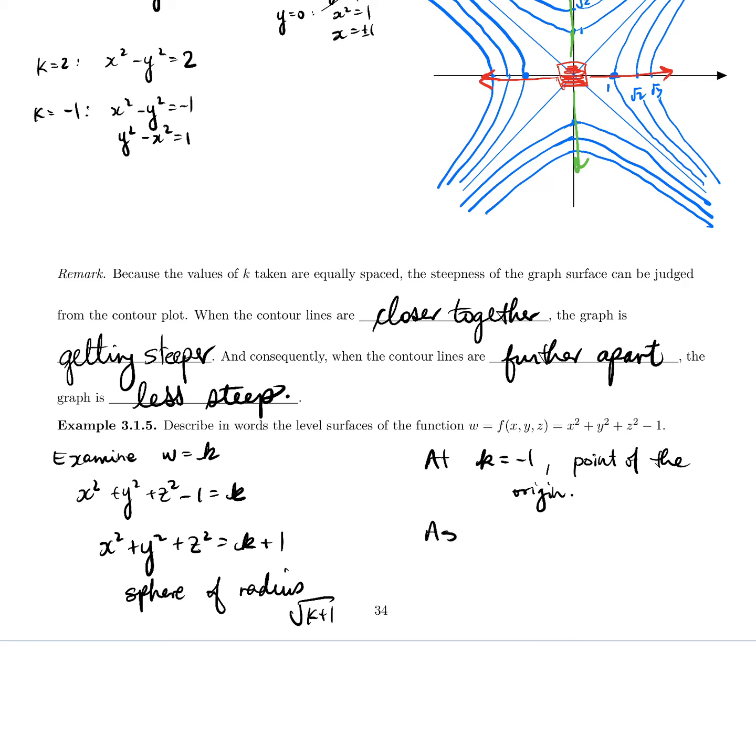And for increasing values of k, as k increases, we have concentric spheres centered at the origin, with increasing radius as k increases, with radius the root of k plus 1. That's what the level surfaces look like of this function that's given to us here.